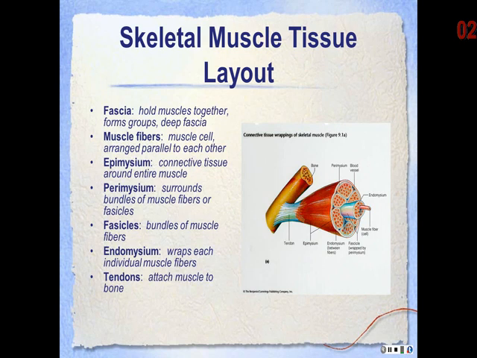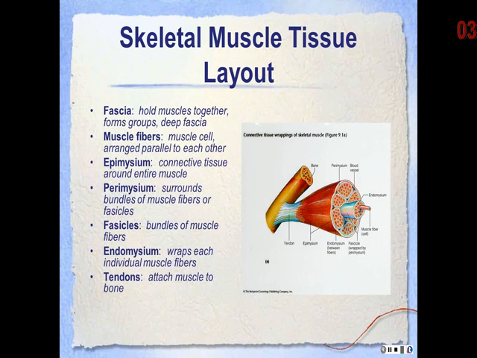Our skeletal muscles are grouped together in areas where multiple muscles will work together. Some examples are the quadriceps group, the biceps group, and the triceps group. These are held together by a membrane called the fascia or deep fascia. The individual muscle cells are called muscle fibers and are arranged parallel to each other. An individual muscle is surrounded by a membrane called the epimysium.